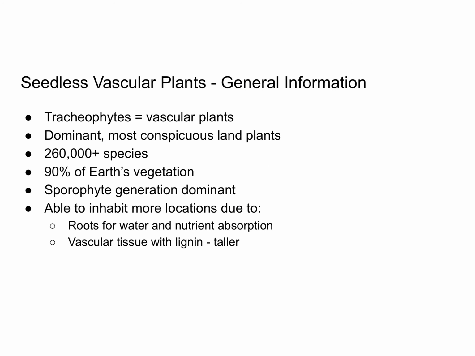So vascular plants are also known as tracheophytes, and that's because they have tracheid cells that produce the vessels. The vascular plants are the most conspicuous, and conspicuous just means that they're really noticeable. And really, I'm going to cross out seedless here because this information actually applies to all vascular plants. And then we'll talk a little bit more specifically about seedless vascular plants.